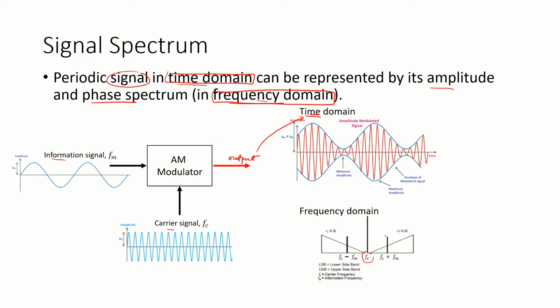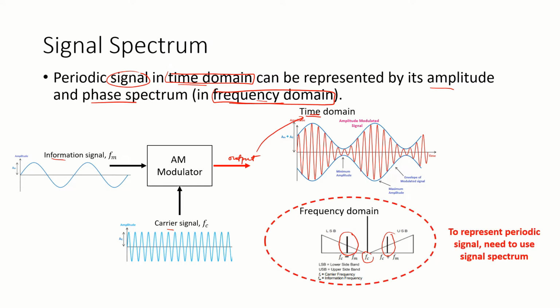In the frequency domain, you can see here that the signal is going to be divided into two: we have an upper sideband at this part, and this part is known as the lower sideband. And in this frequency domain, as I mentioned just now, to represent the periodic signal, we need to use the signal spectrum. This signal spectrum can be divided into two types: the amplitude spectrum or the phase spectrum.